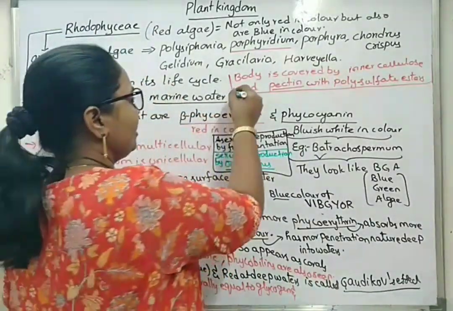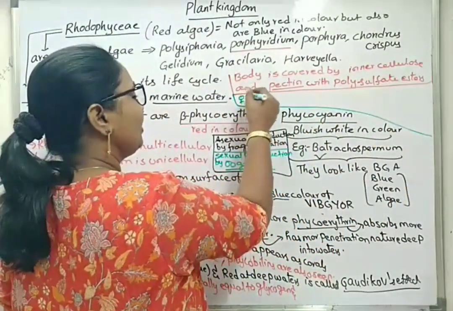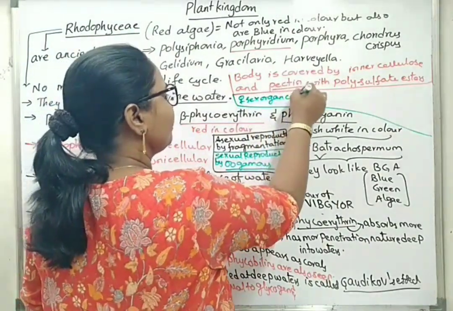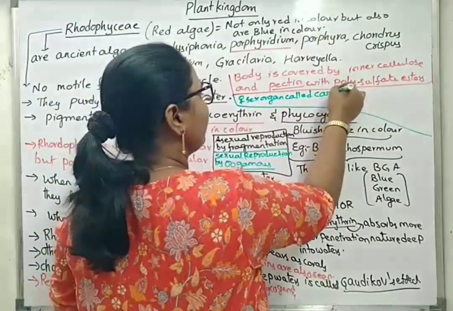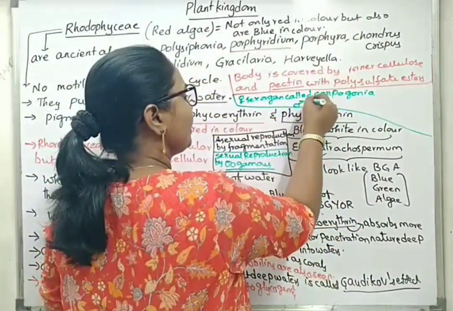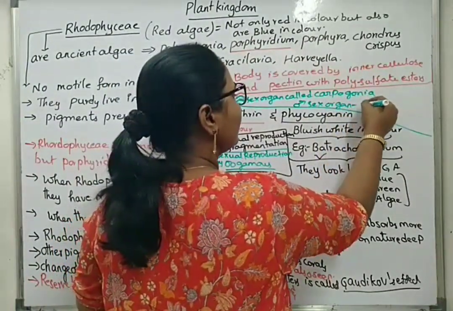We will see different terms. The female sex organ is called carpogonia. Next, the male sex organ is called spermatia.